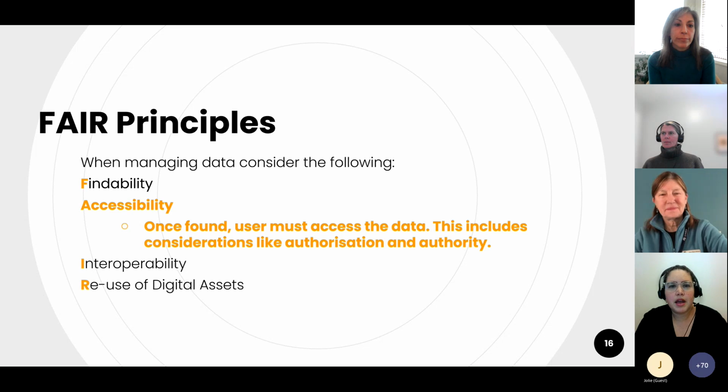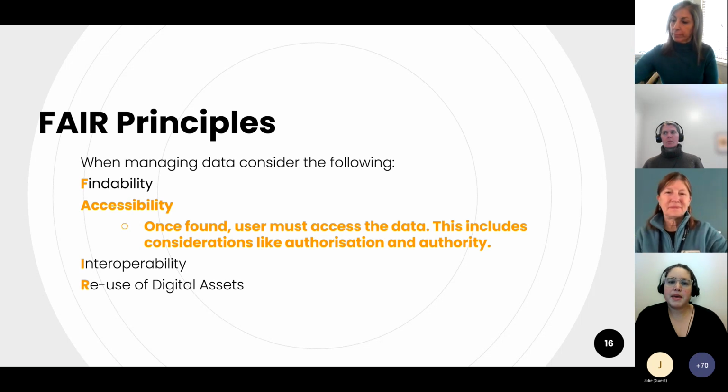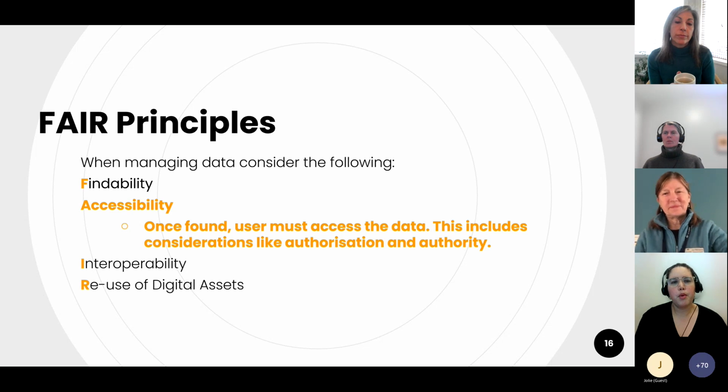Next is accessibility. So once the data has been found, it needs to be accessible. In this context, accessibility is referring to considerations like authorization and authority. Basically, once you have found the data, is it all locked up? What is the plan for making the data practically usable and accessible? That can also refer to what programs are being used, where it's being stored. Will it be able to be easily used in future?